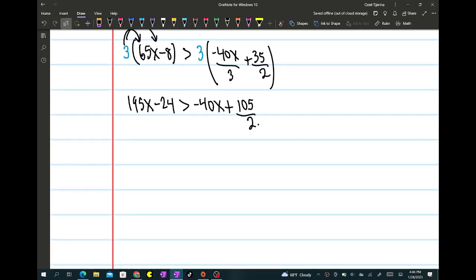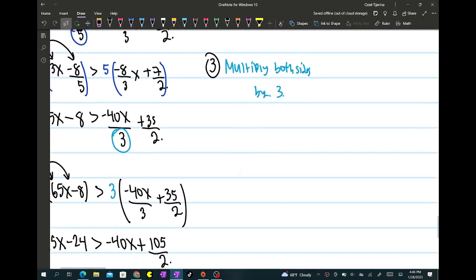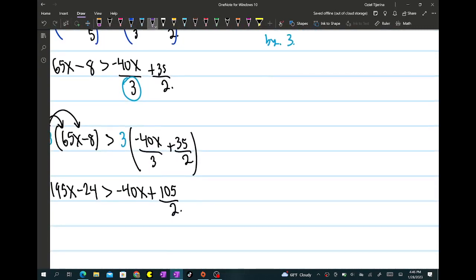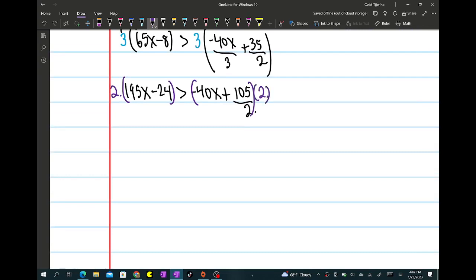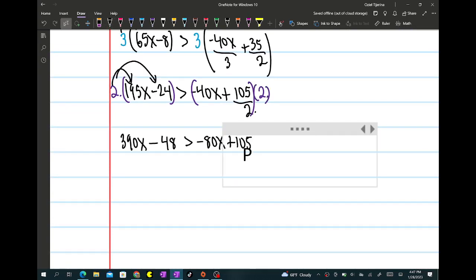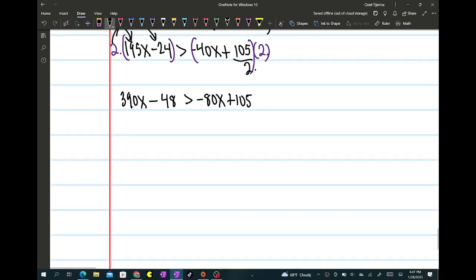Like this, right? And now lastly, we're going to multiply by 5, or not by 5, by 2, excuse me. So number 4 would be multiply both sides by 2. So then we would do this, and then we would also do this, right? So we would get 195 times 2, let me just write this down. Okay, so this is what I would get at the end.